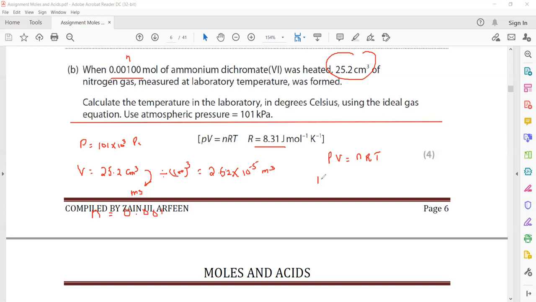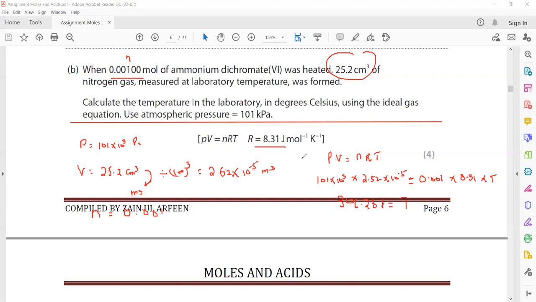that's equal to 101 into 10 power 3. V is the volume, which is 2.52 into 10 power minus 5. n is the number of moles of the gas, nitrogen, 0.001. R is the general gas constant 8.31, and T is the temperature. When we solve this, we'll get the answer in SI units. The SI unit of temperature is Kelvin, so this answer will be in Kelvin. When we solve, this will come out as 306.28 Kelvin.